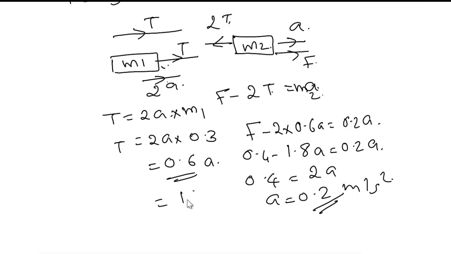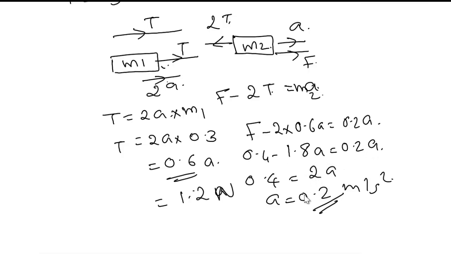So tension I can write as 1.2A, that is 0.24 newton. This will be the tension which I am getting over here, and here the acceleration I got is 0.2 meter per second square. Okay, clear children? T equals 2A into M1 and F minus 2T equals M2 into A. F minus 2 into 0.6A equals 0.2A, 200 gram, 0.2A. So F we got as 0.4, so 0.4 minus 1.8 equals this one.